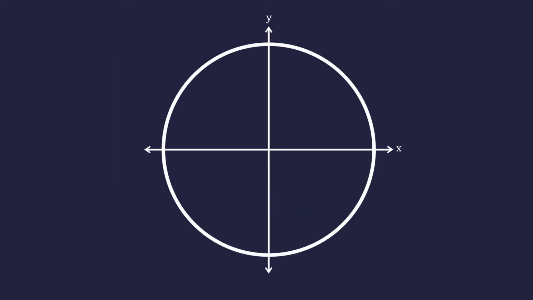Let's draw a circle on a Cartesian plane. Its radius is 1. So the point on its far right is coordinate 1, 0. The top is 0, 1. The left is -1, 0. And the bottom is 0, -1.